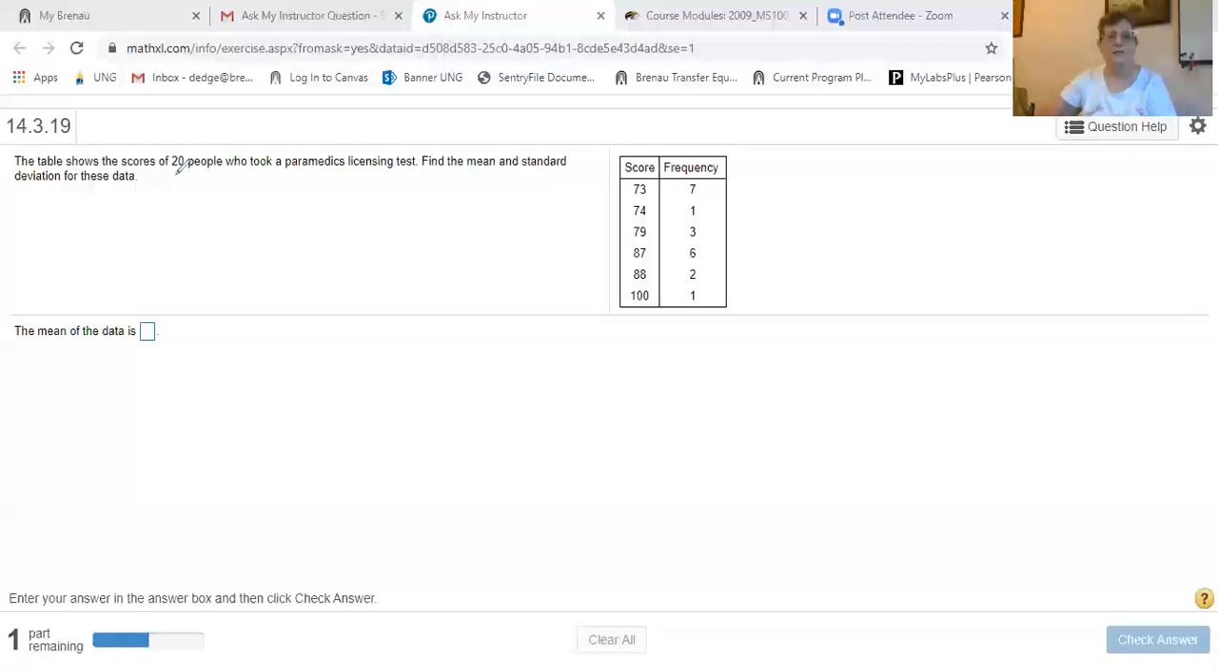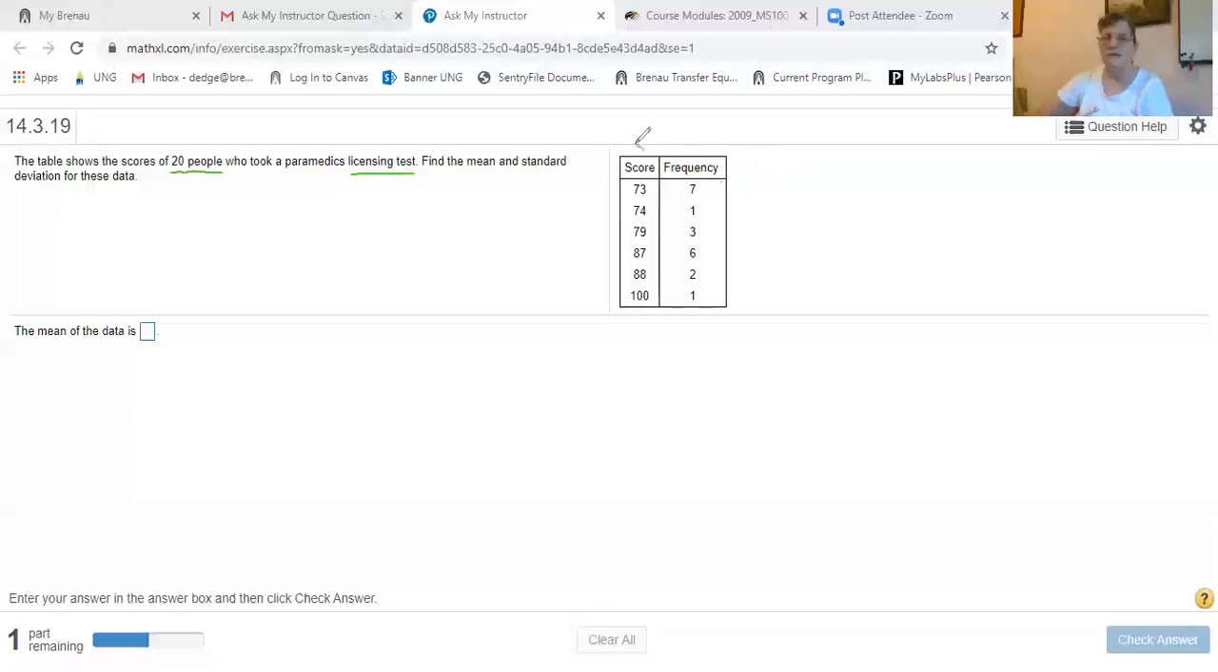This table shows the scores of 20 people who took a licensing test, and they want us to find the mean and standard deviation. What they've done basically means that 7 people made a 73, 1 person made a 74, 3 people made a 79, and so on. So they've created a frequency table so that instead of having to add up 20 numbers and divide by 20, we'll still have to divide by 20.